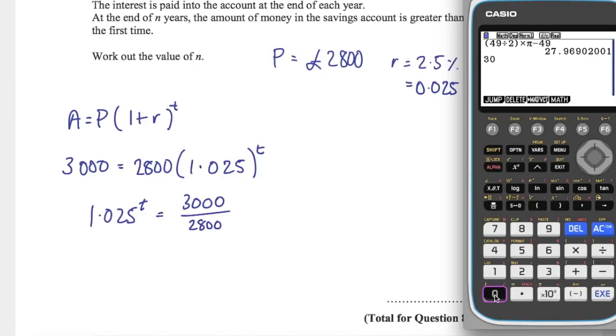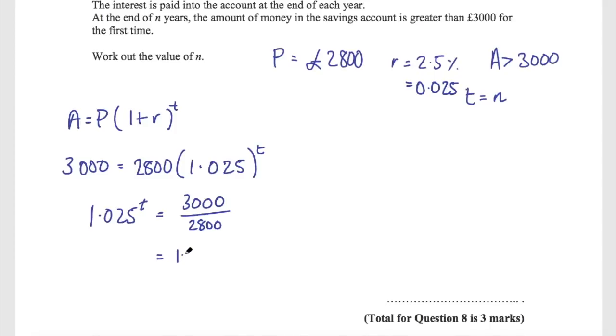So 3,000 divided by 2,800 gives us 1.07142 and so on. So let's write that down, 1.0714286. Let's round that off. Okay, and so we want some power, so that 1.025 to the power of something equals 1.07, etc.